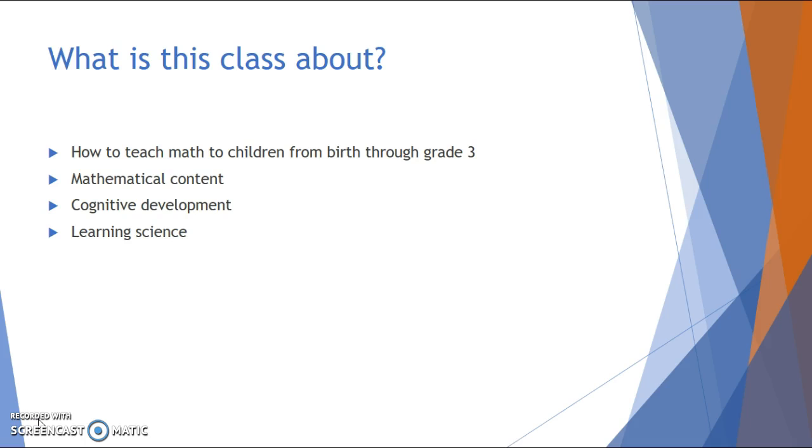Yes, we are going to cover some mathematical content in this class. We're also going to cover some information about cognitive development, so what kinds of things go on in a child's brain and thinking processes when they're learning math. And we're also going to talk about learning science: how does what we know about children's cognitive development inform us as teachers to use the best and most effective ways to teach kids math?